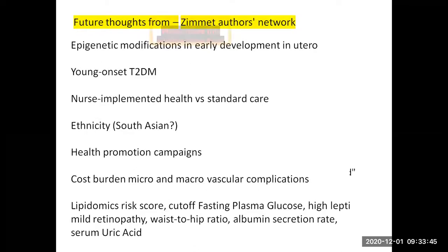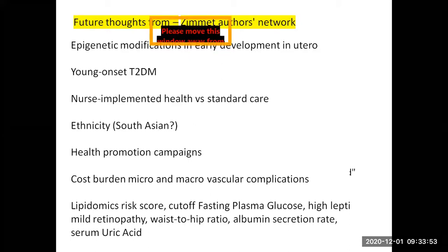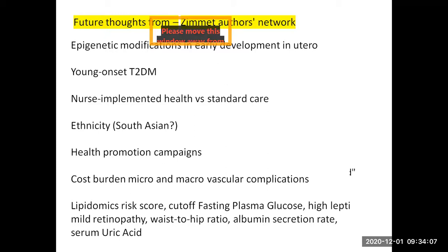Then I looked at the future thoughts from the Zimet Authors Network. How are they thinking about the disease, managing the disease, controlling it, and so on? They mention different focus compared to the Mohan network. And that's where the difference is striking. So, if we look at the Zimet Authors Network, there is mention of epigenetic modification in early development of the baby. And that seems to be an important factor to be considered.